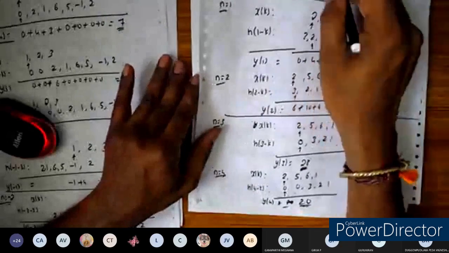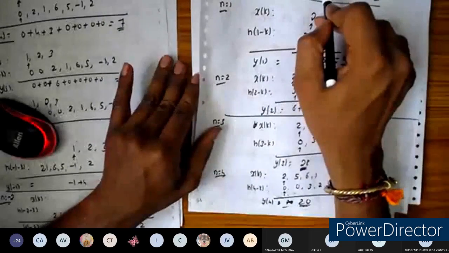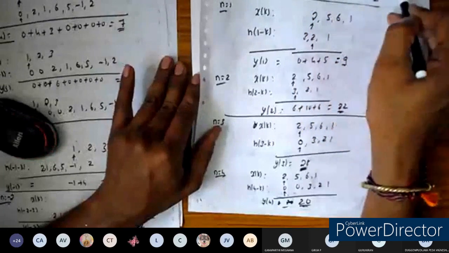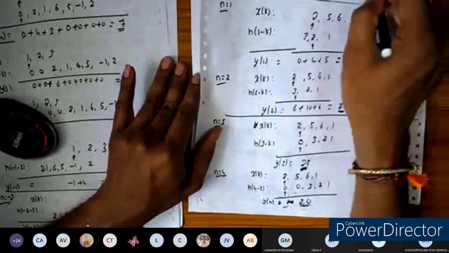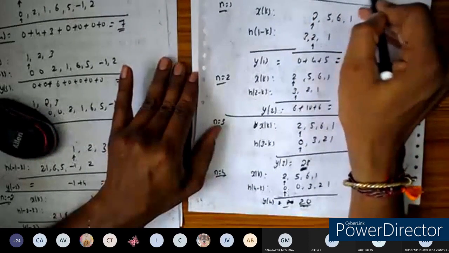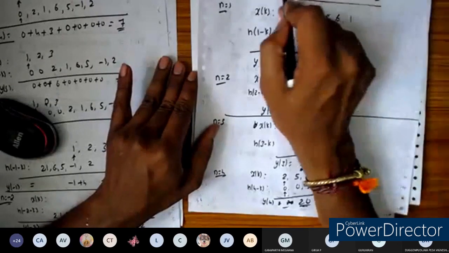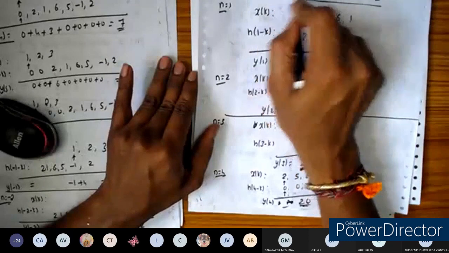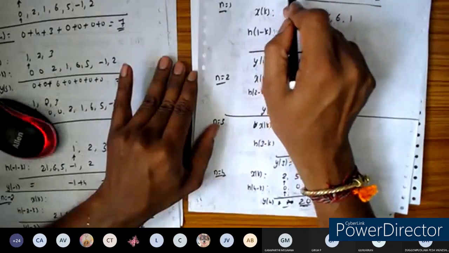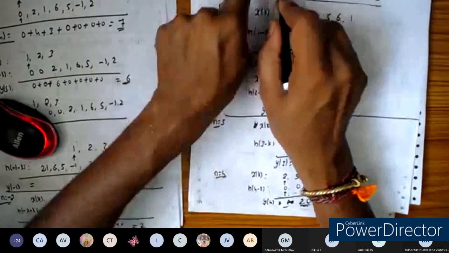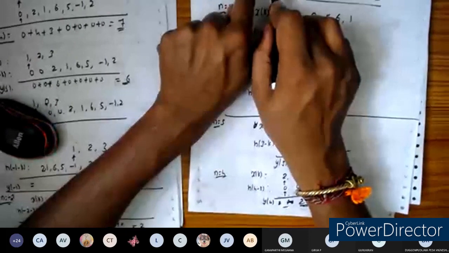At n equal to 0, it starts getting overlapped here. After that, the sequence keeps on moving, and this part is getting overlapped with the last sequence. Afterwards, there is no overlapping of the sequences. Similarly, when I shift the sequence towards the negative direction, there is no overlapping here.